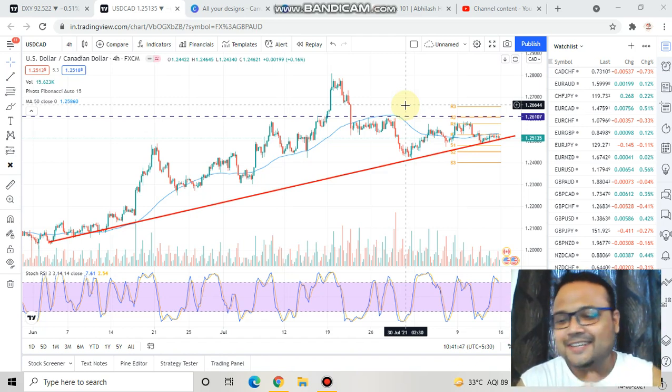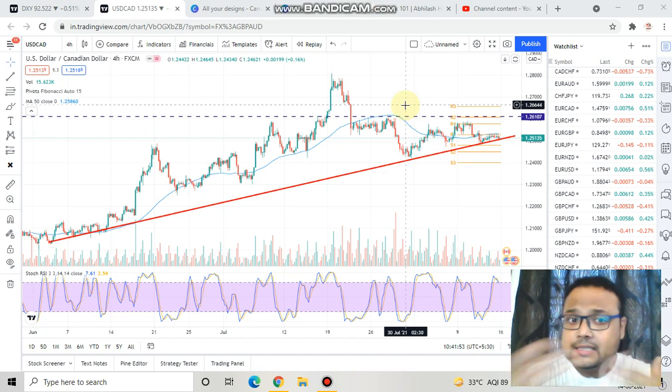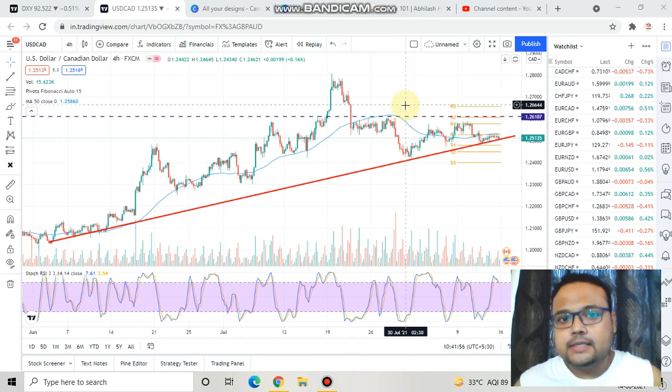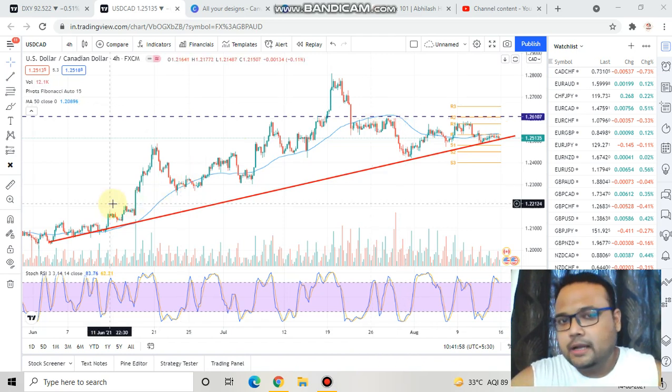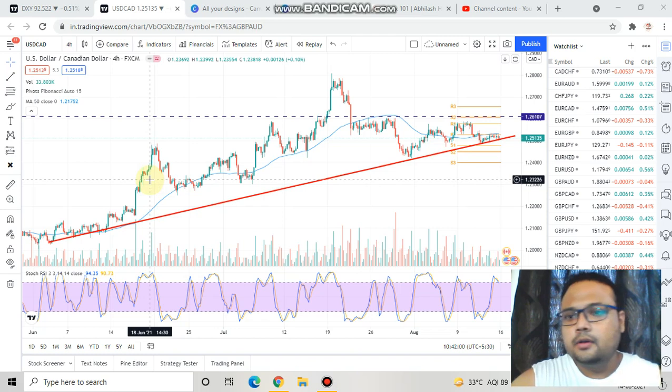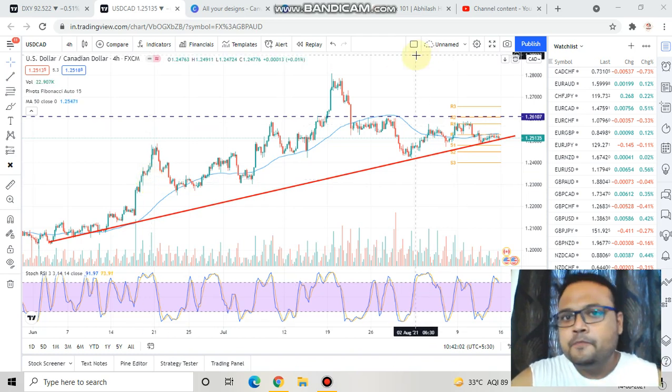So let's get started. This is the 4-hour chart of USD CAD in front of us right now, and as we can see, this market is in an uptrend. There is no doubt about it. Beautiful, simple, bullish market. And as we all know, trading in a trending market is always easier in comparison to a sideways or range-bound market.